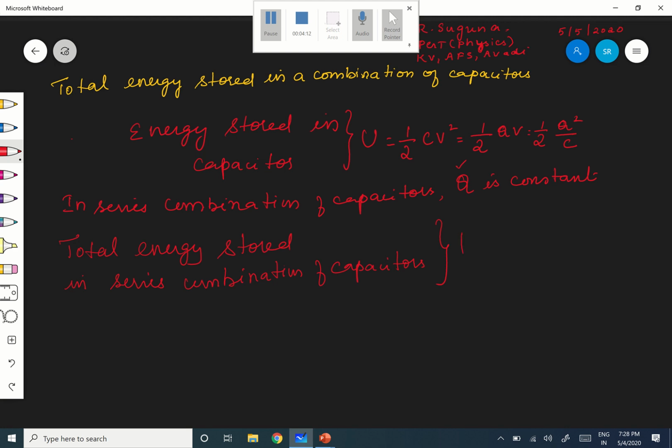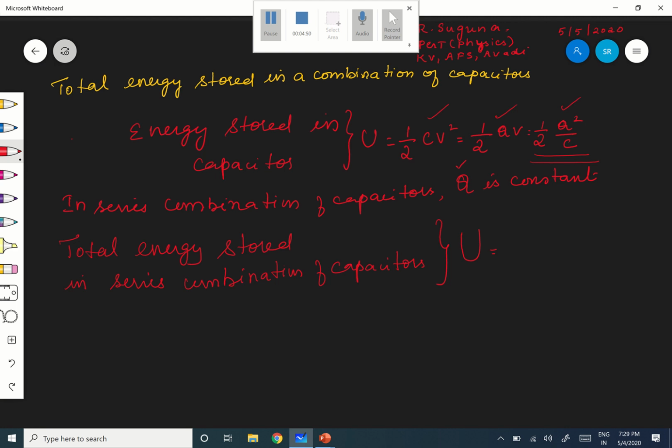That is the total energy U. We have three formulas: half CV squared, half QV, and half Q squared by C. Now what I want is that Q is constant, so which formula should be used here? It is half Q squared by C. I don't want V here because I don't have an idea about the potential drop across each capacitor, but I am very sure that when they are connected in series, Q is constant.